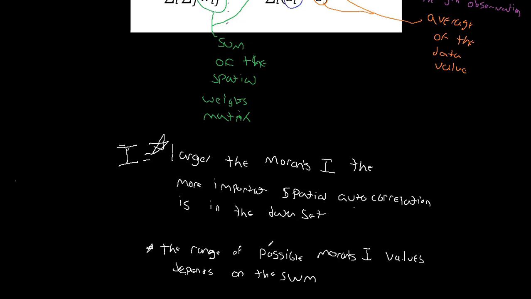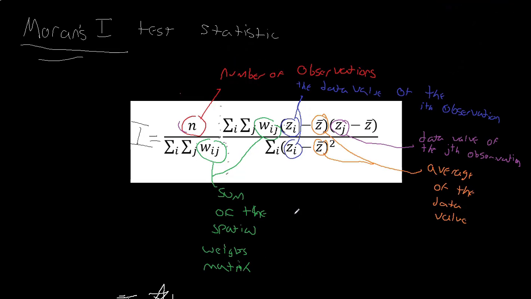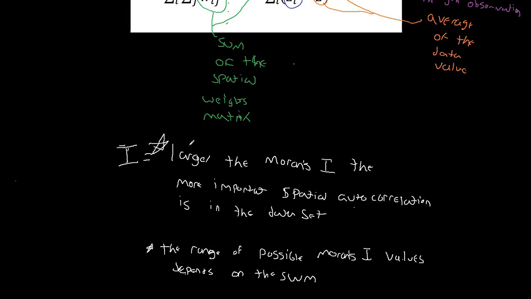And we can see that here, this Wij. So the thing with Moran's I, it's not like a Pearson's correlation coefficient, which is -1 to 1. With Moran's I, the range is sort of dependent on the input data. So determining whether or not this is a large Moran's I depends on the range of possible values, which depends on the spatial weights matrix.